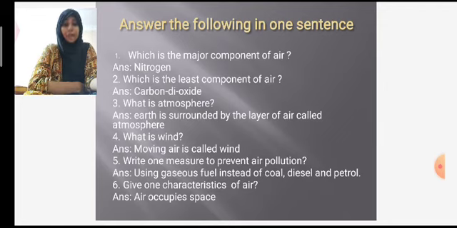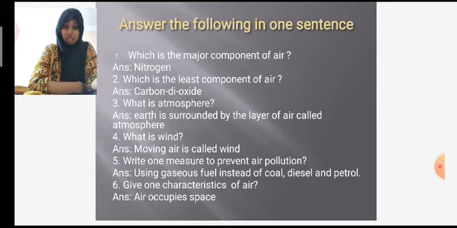Next question. What is wind? The moving air is called as wind. Next question. Write one measure to prevent air pollution.